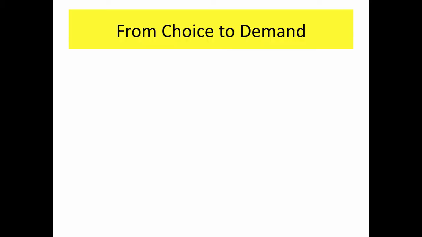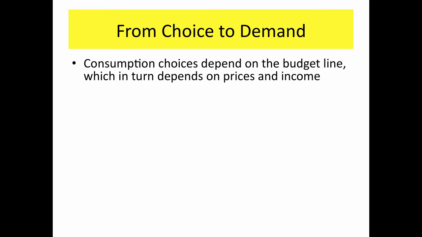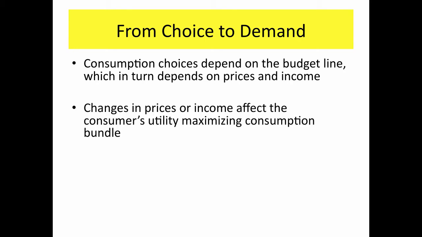Now, that indifference curve is quite cumbersome to use, and what we'd like to do is come up with a way to illustrate the relationship between demand for a good, and in fact what's in the consumer's consumption bundle, and the prices that they face and the income that they have. Remember that those consumption choices depend on the budget line, which in turn depends on prices and income. So if there's a change in a price or a change in income, that's going to affect the position of the budget line, and that's going to then influence the consumer's utility maximizing consumption bundle.